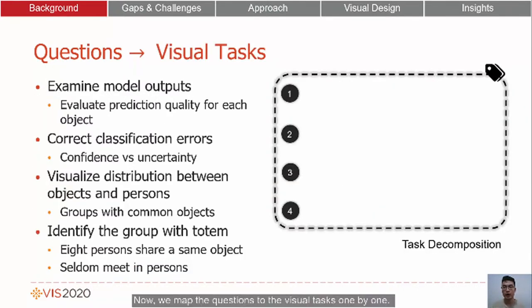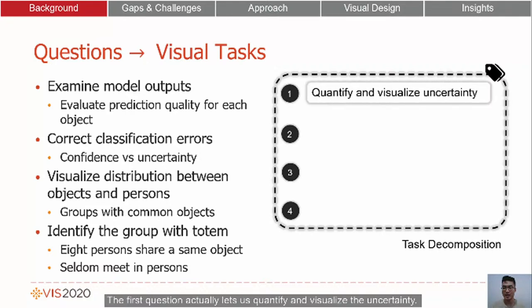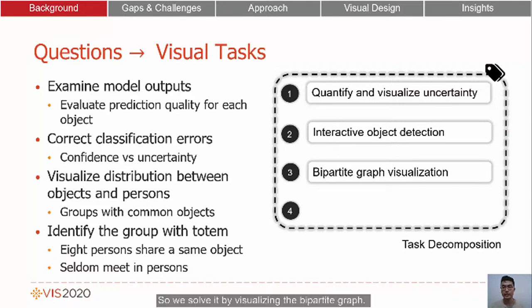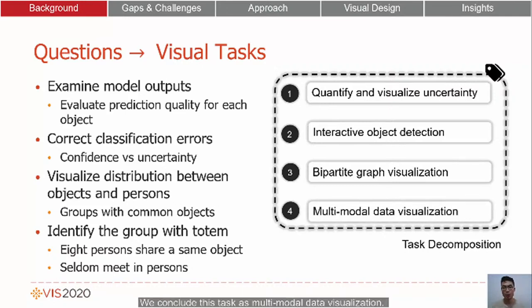Now, we map the questions to the visual tasks one by one. The first question actually lets us quantify and visualize uncertainty. We solve the second question using interactive object detection to improve the model with human in the loop. For question 3, we can view the relationship between the persons and objects as a bipartite graph. So we can solve it by visualizing a bipartite graph. In order to discover whether some people have met in person for question 4, we need to visualize both images and sentences at the same place to discover the hidden relationship. We conclude this task as multimodal data visualization.